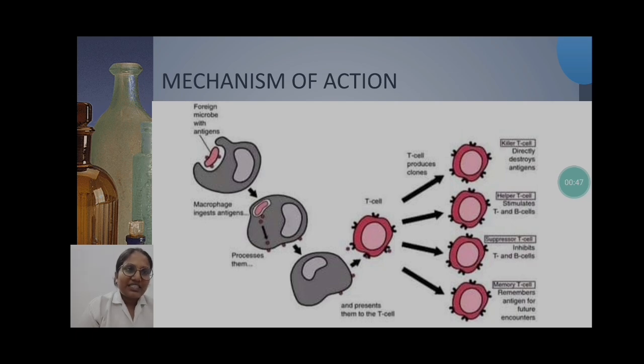The names of these T cells suggest their function, like the killer T cell destroys the antigen, okay, and the helper T cell stimulates the other T and B cells to enhance the immune reaction. Now the suppressor T cells inhibit the T and B cells and reduce the immune reaction, okay, and the memory T cells remember the antigen. The next time the same antigen enters our body, our body will show the anamnestic reaction against that antigen.